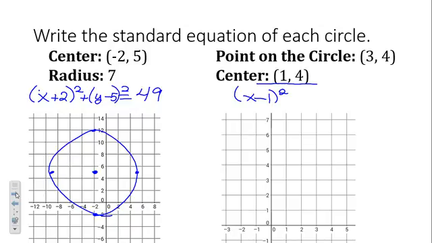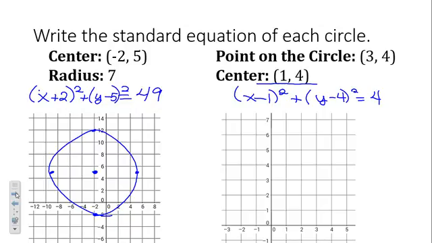Okay. Plus, yep, squared, right? Make them opposite. Take the center point and change the signs. Okay. Now we have to figure out what our radius is here. Because the 4s aren't changing, right? Our vertical movement's not changing, but our horizontal movement is a total of 2. So 2 squared is 4. Okay?